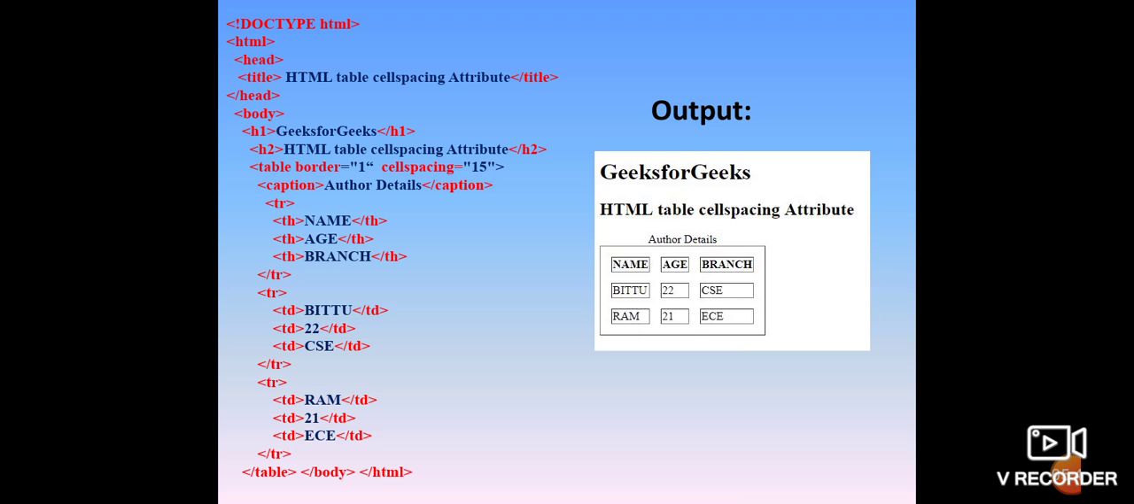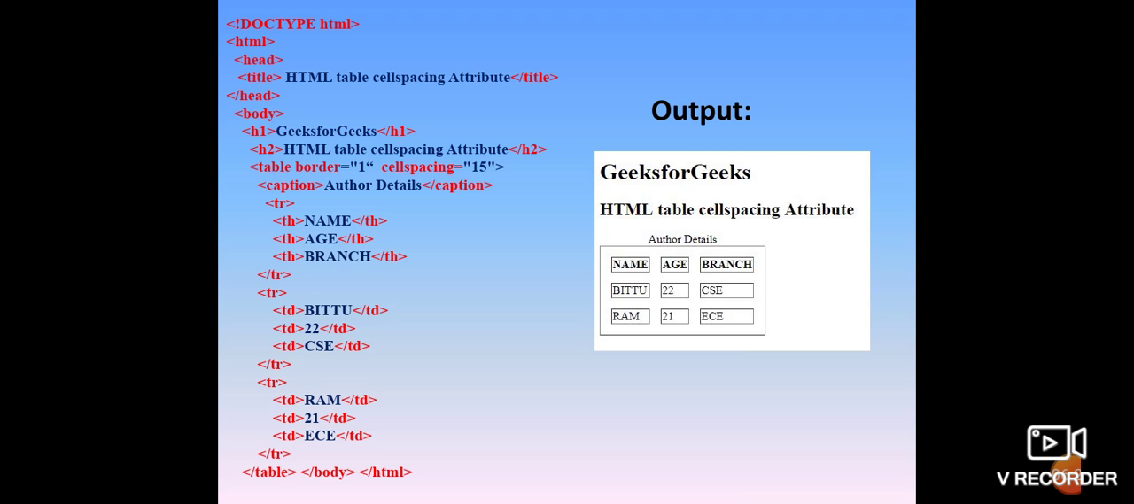Now I have to give the cell spacing value, how much space I need. So cellspacing equal to 15. Now I want to give a heading for the table, which I can do using the caption tag. In the caption tag, I have given author details, and I am closing the caption tag. Now TR means table row. I am creating the first row, opening the TR tag. Within the TR tag, in the first row, I give the headings for the table using the TH tag. TH means table heading.